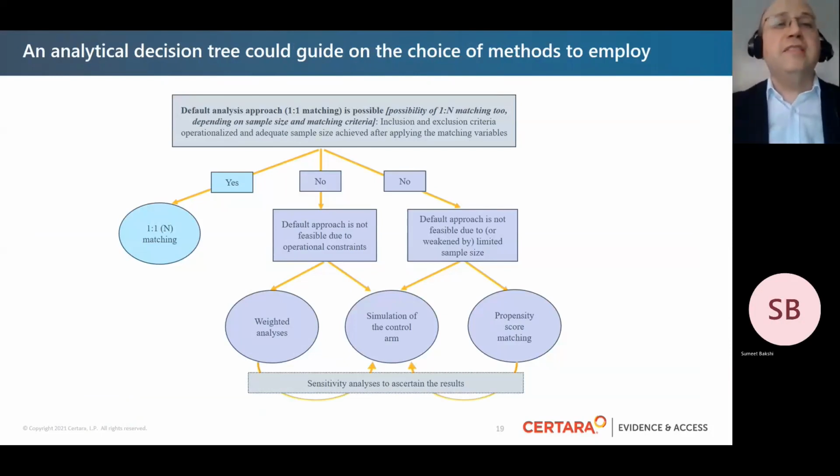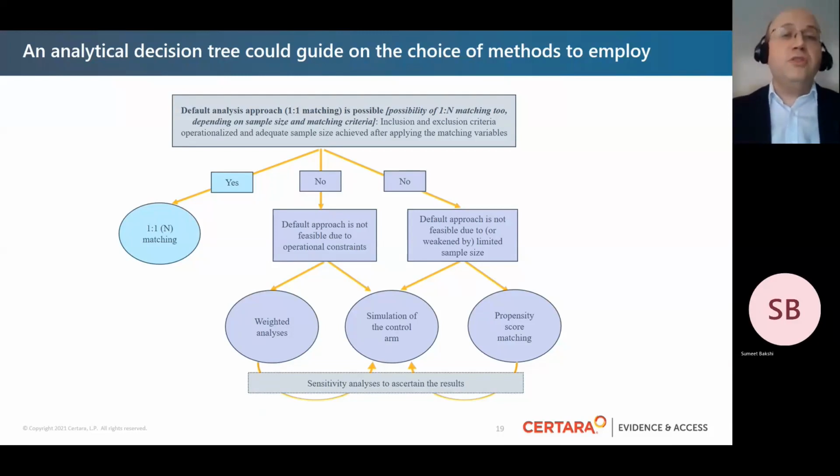Here is the default analysis approach of one-to-one or one-to-n matching. If inclusion and exclusion criteria are operational and adequate sample size is achieved after applying matching variables, you can go ahead with one-to-one matching. But we all know that in practice, one-to-one matching frequently is not feasible. In this case, there could be other approaches to consider.